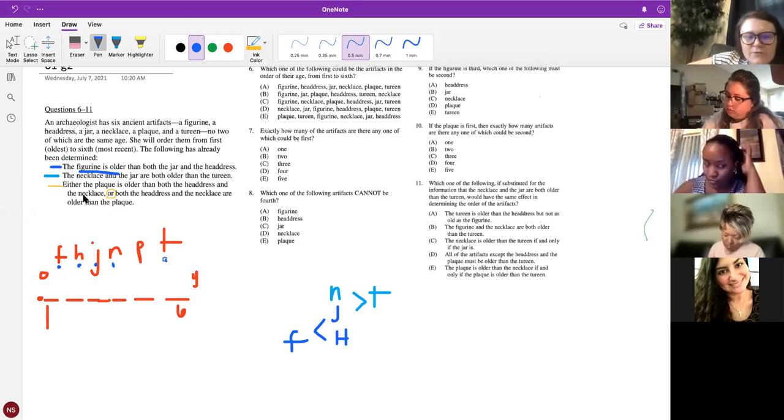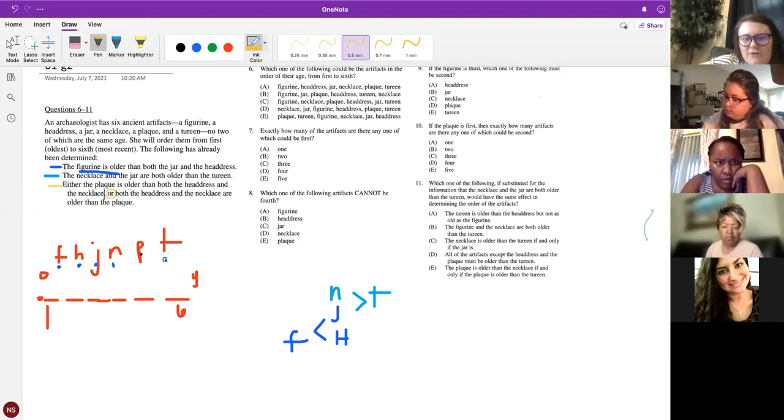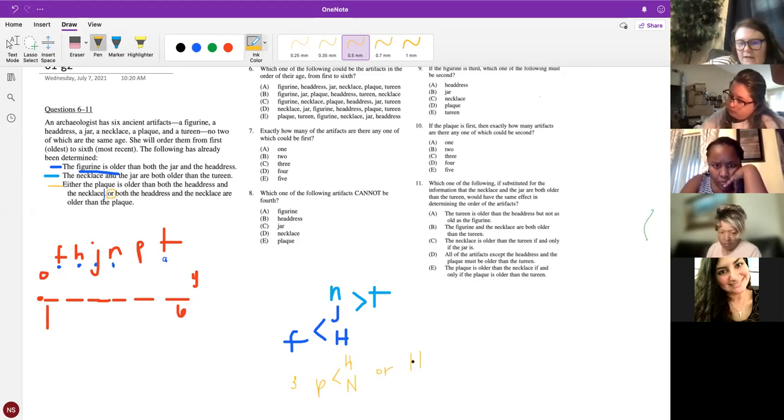All right, so for this rule, we have either the plaque is older than both the headdress and the necklace. So I stop at this comma and write this out first so I don't get confused by everything. So rule number 3: we have either the plaque is older than the H and the N, or both the headdress and the necklace are older than the plaque.